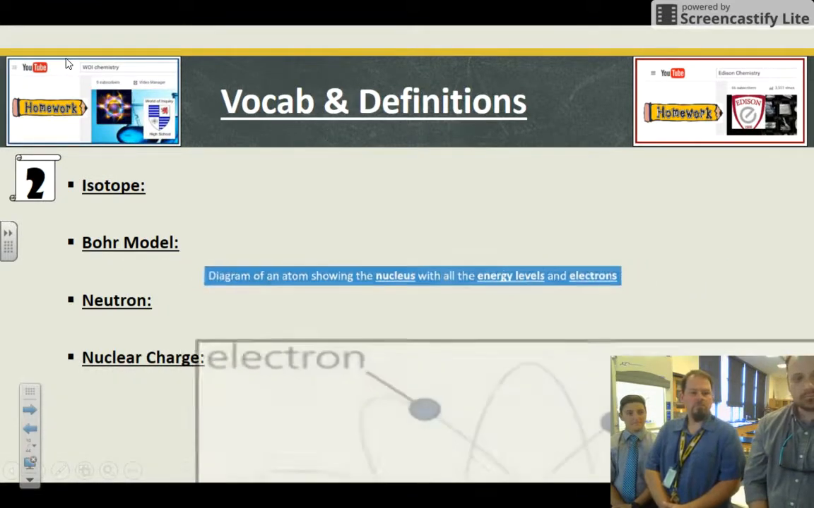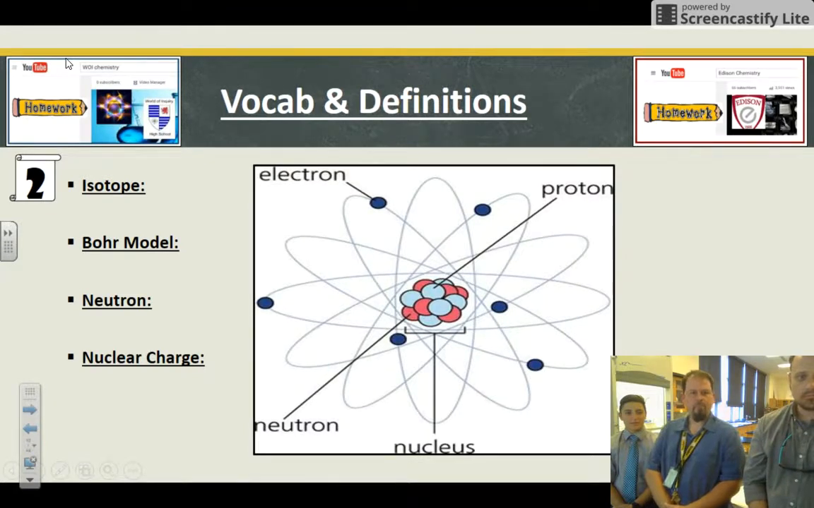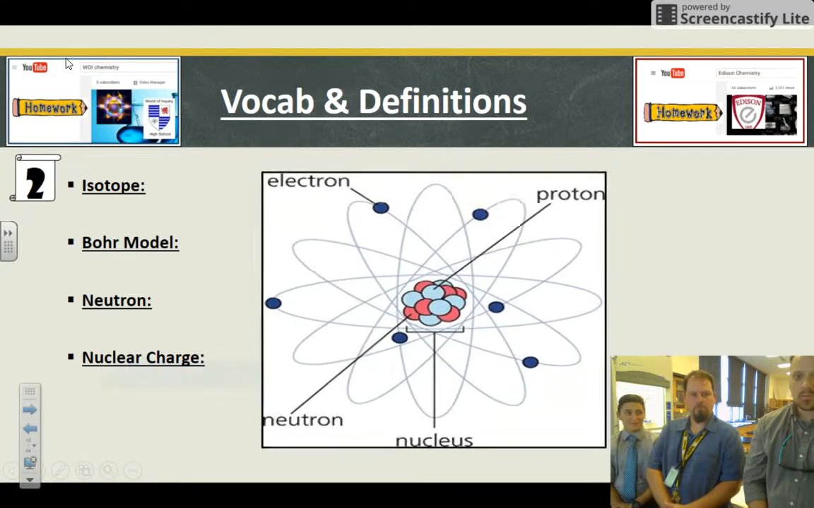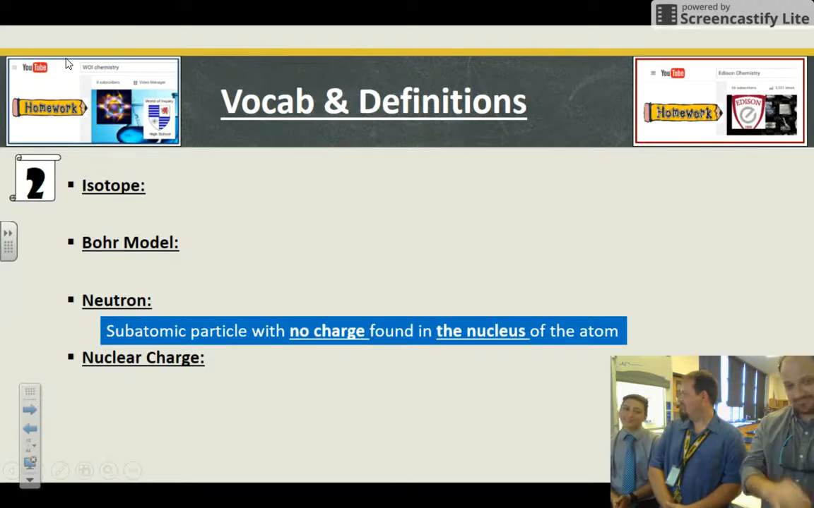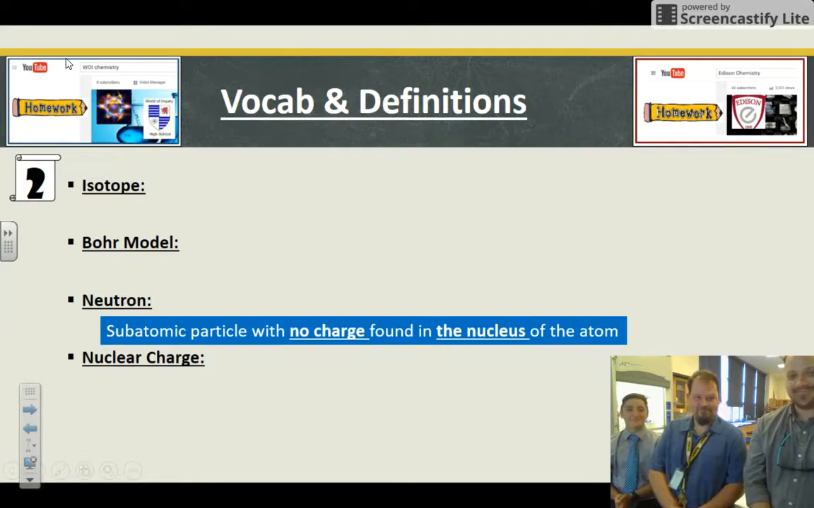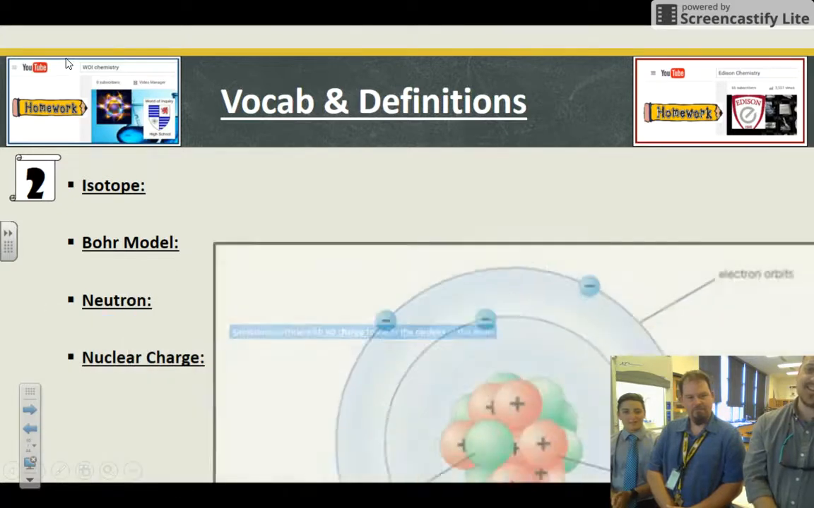All right, next up is neutron. One of my favorite subatomic particles. Has no charge and it's found in the nucleus. Very good. It does have some mass.